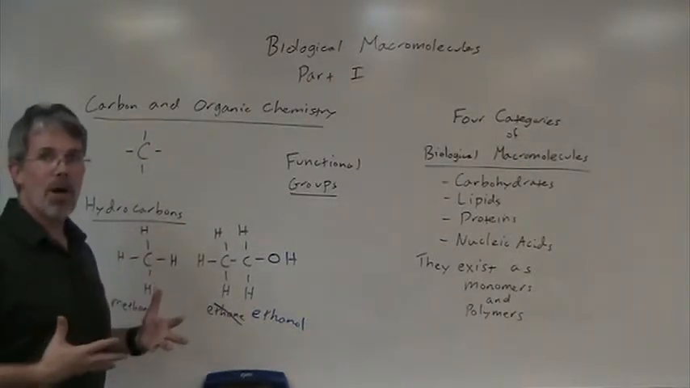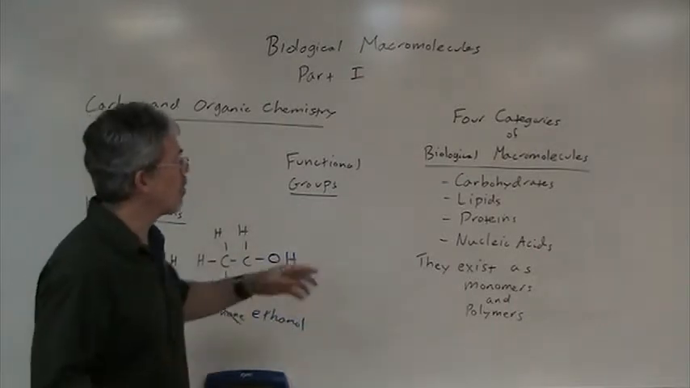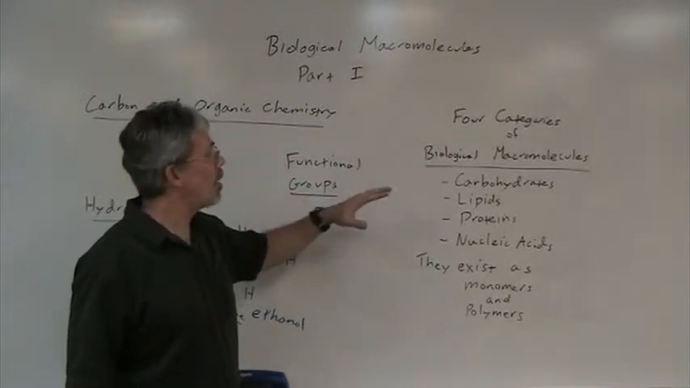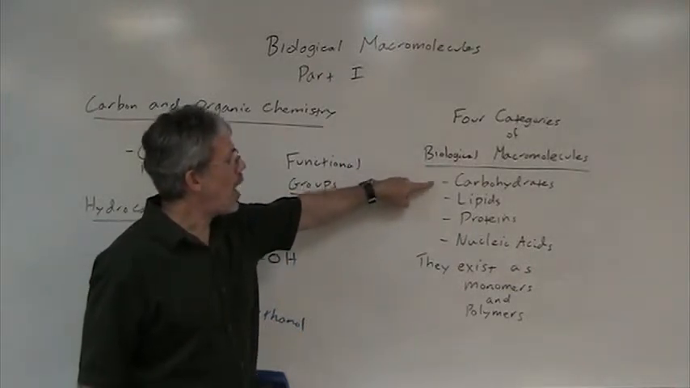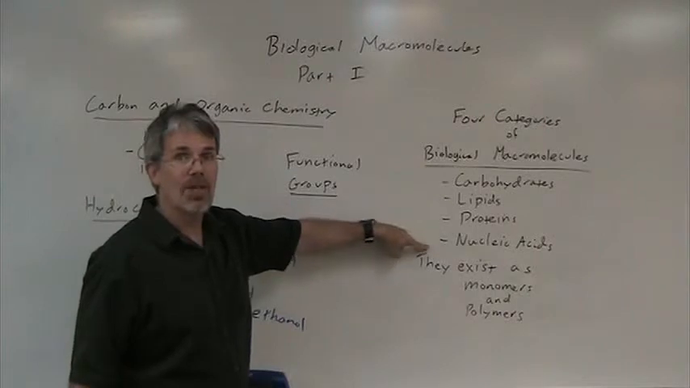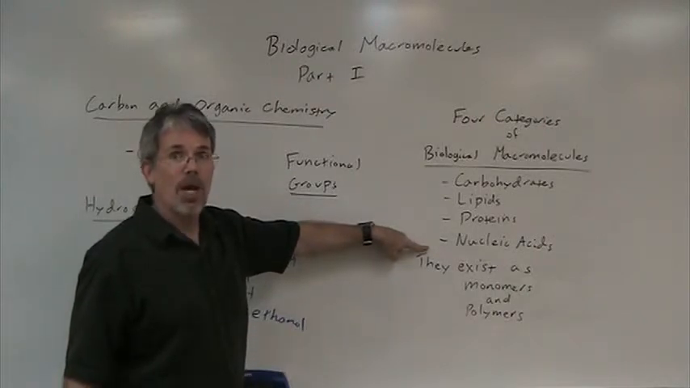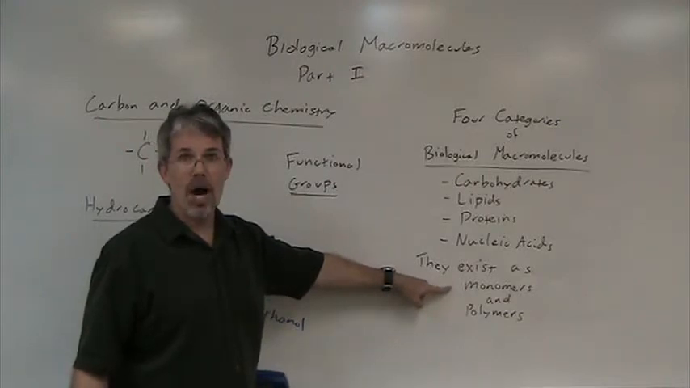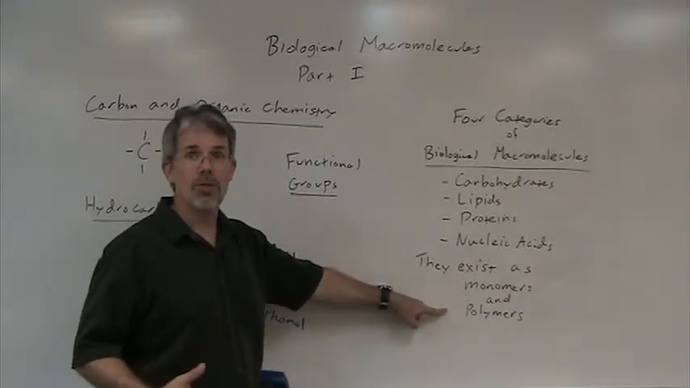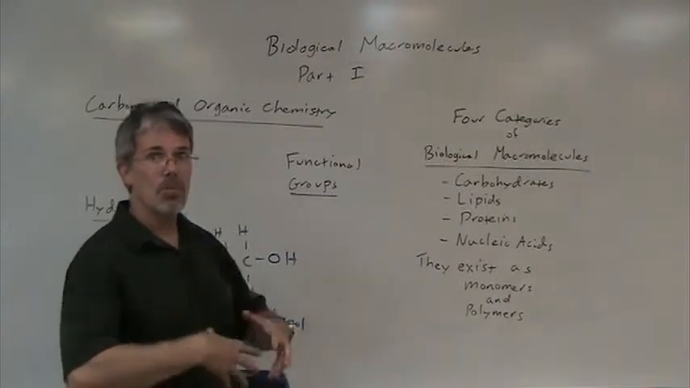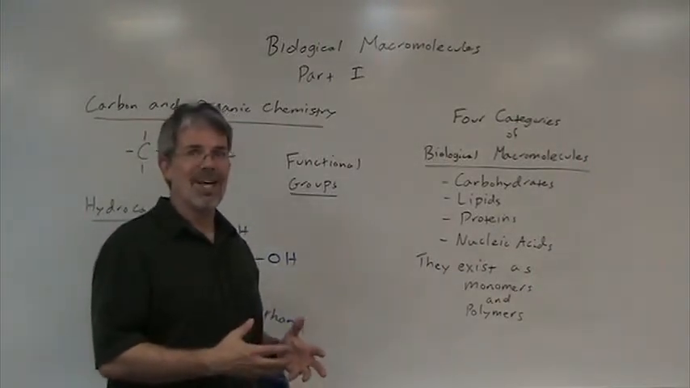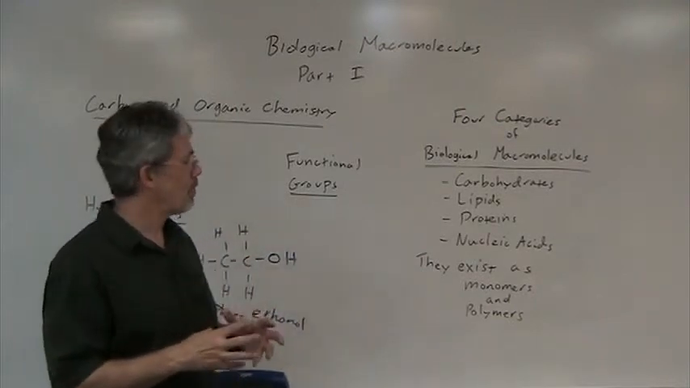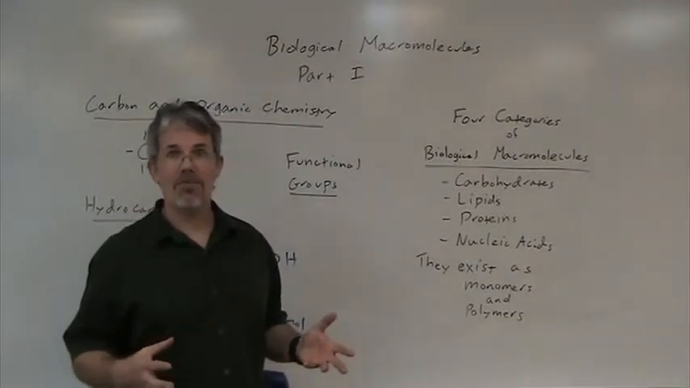Now the molecules in our body are often quite large and they're referred to as biological macromolecules. And there are 4 examples of biological macromolecules: carbohydrates, lipids, proteins, and nucleic acids. Now all 4 of them exist as single units known as monomers and larger units known as polymers. So polymers are made of monomers. It's like a chain made of links. So each link in a chain is a monomer and the chain itself is the polymer.